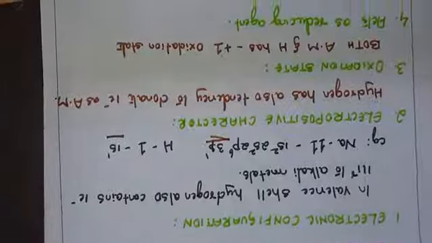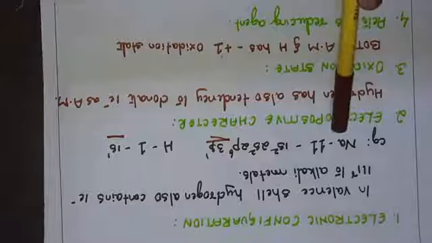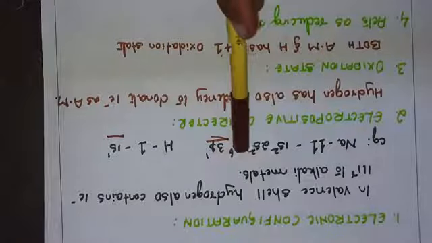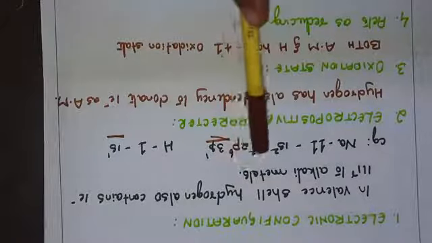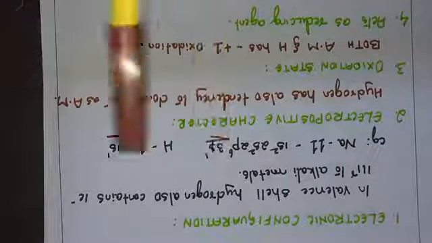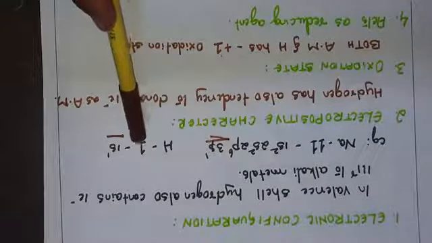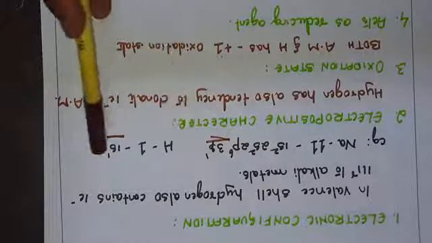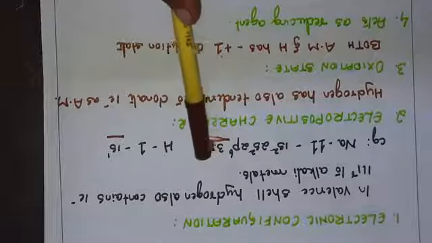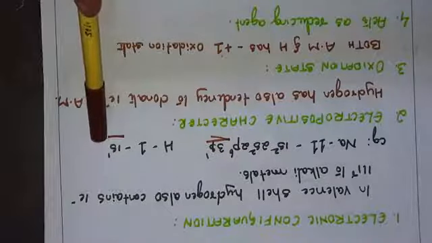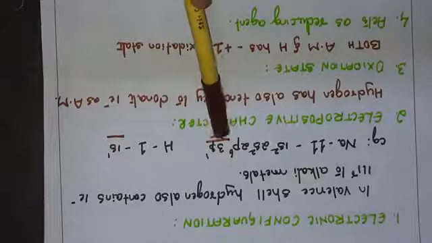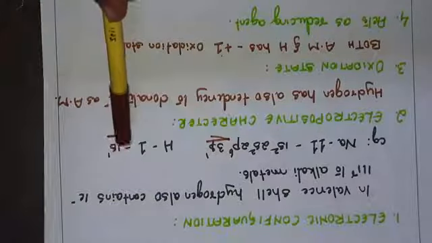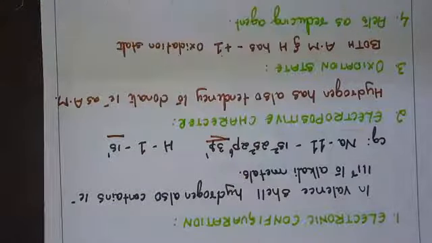Firstly, the electronic configuration. When you consider the alkali metal sodium, its atomic number is 11. Therefore, its electronic configuration is 1s2, 2s2, 2p6, 3s1. And hydrogen, atomic number 1, has 1s1. When you observe the outermost shell, both these elements possess only one electron in their valence shell. Therefore, the electronic configuration of these two elements is similar, so alkali metals and hydrogen resemble each other in their electronic configuration.